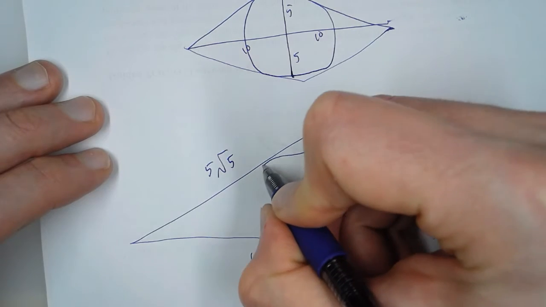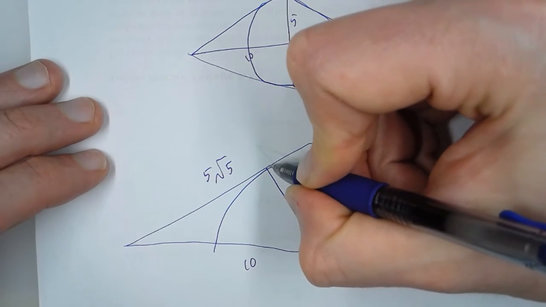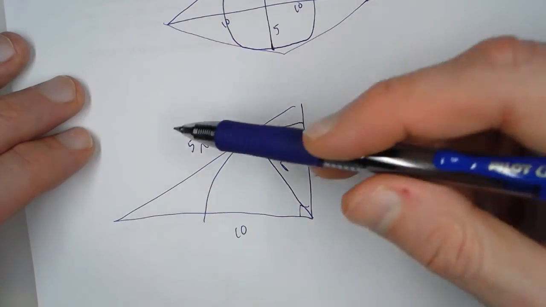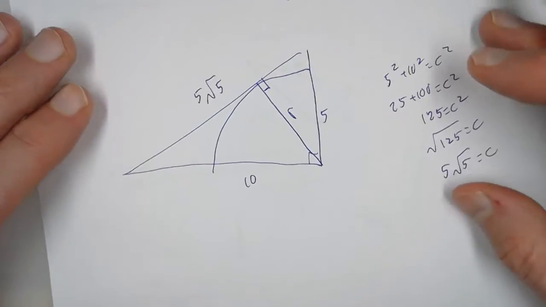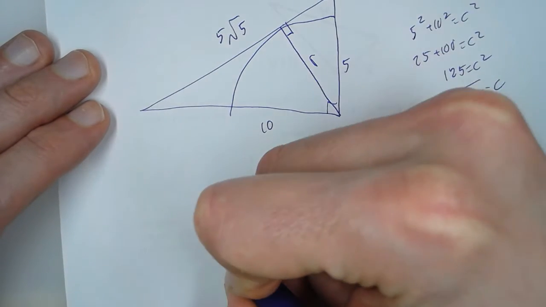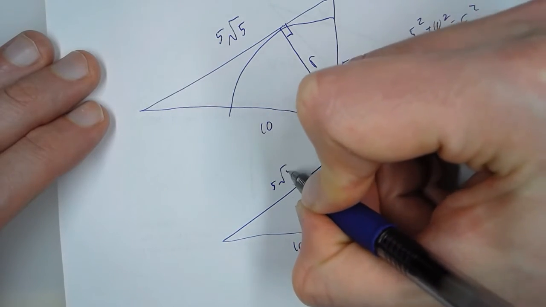But what we're concerned with is this. And so what's going to happen is the radius is going to meet the hypotenuse at a right angle. And what's key about this is that it breaks this right triangle into similar other right triangles. So what we've got is this triangle, 5, 10, and 5 square root of 5.